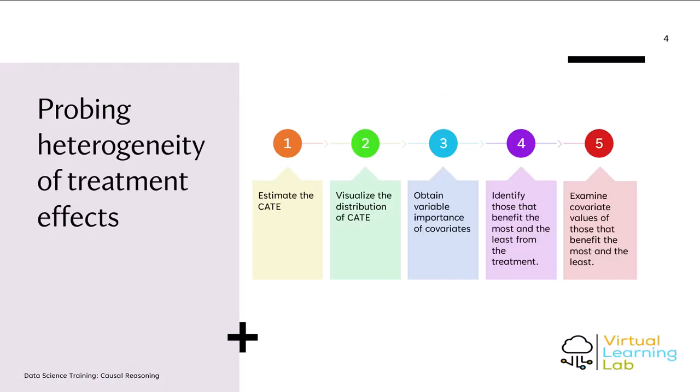The process of probing heterogeneity of treatment effects goes through multiple steps, and these are some typical steps. One is estimating conditional average treatment effects, visualizing them, and obtaining variable importance in terms of covariates that relate to or predict conditional average treatment effects. Then identify those that benefit the most and the least from the treatment, and identify the covariate values or group membership for those that benefit the most and the least from the treatment.